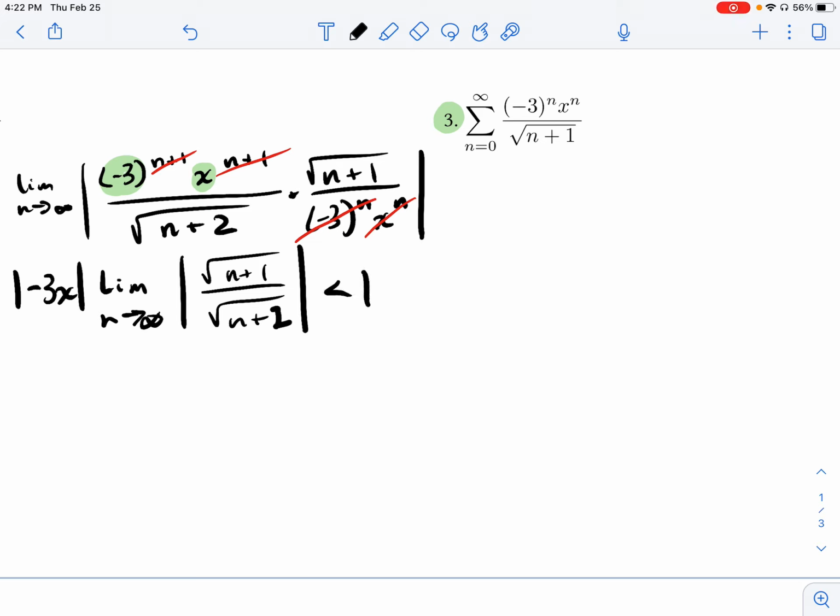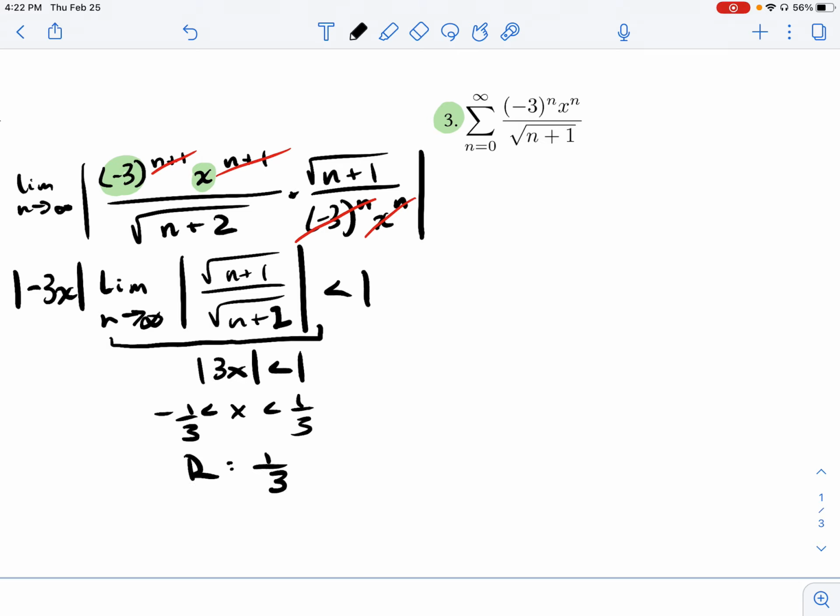All right, so we know that this limit as n approaches infinity is going to be equal to 1. So we're really just looking at the absolute value of 3x, which is less than 1, which just means if I write this as a compound inequality, we can say x is less than 1/3, but this is greater than negative 1/3. All right, so from here, we can say that our radius of convergence is equal to 1/3, right?